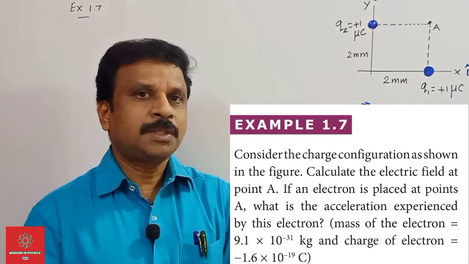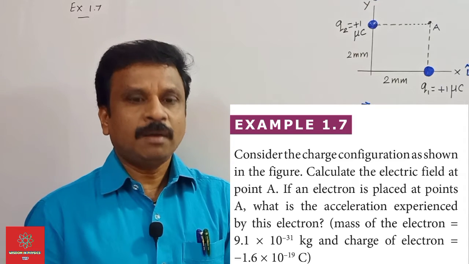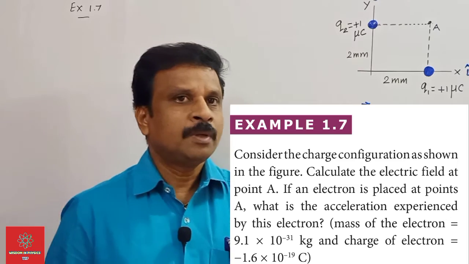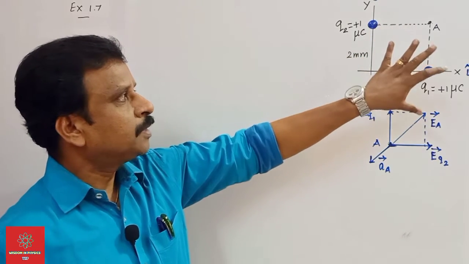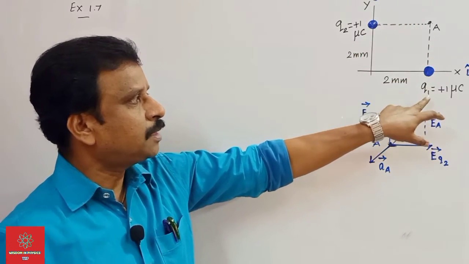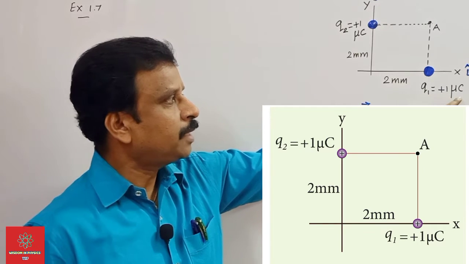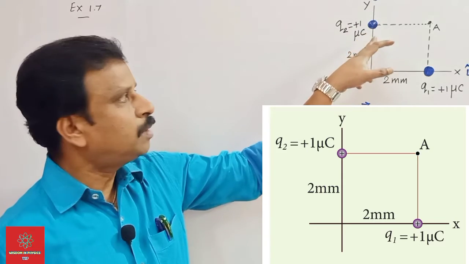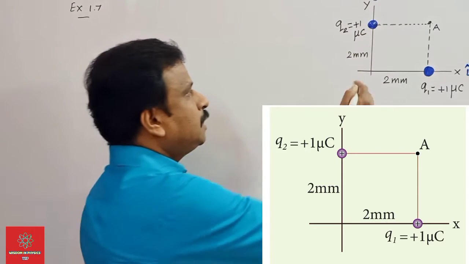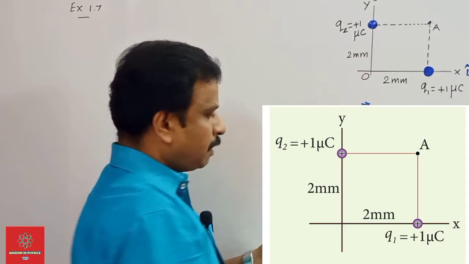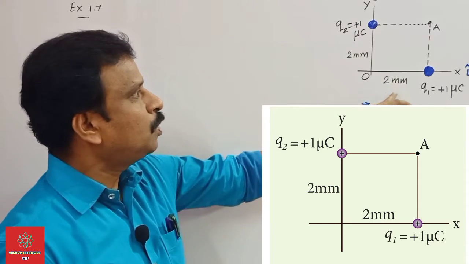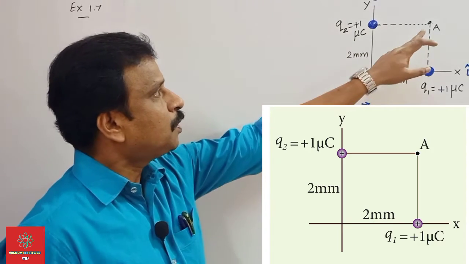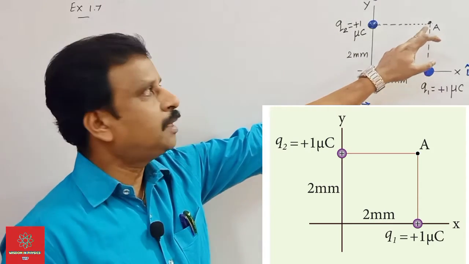So in your question, the charge of the electron and mass of the electron will be given. Okay, you don't worry about this. So in the diagram they have given the configuration. We have two charges, Q1 is +1 microcoulomb and Q2 is also +1 microcoulomb. From the origin, both charges are at equal distance, 2 mm distance. Now the question is what will be the electric field at a point A.